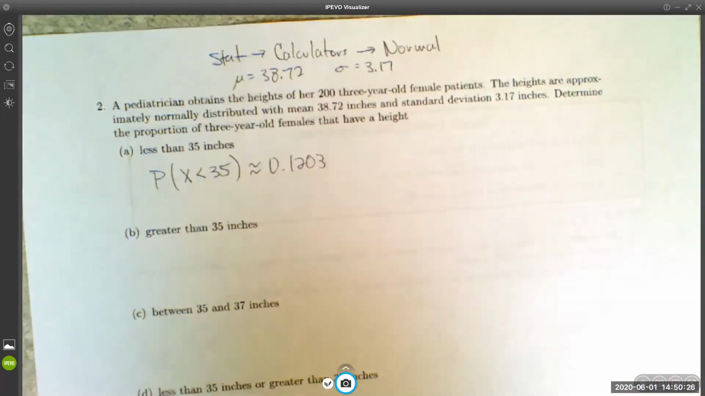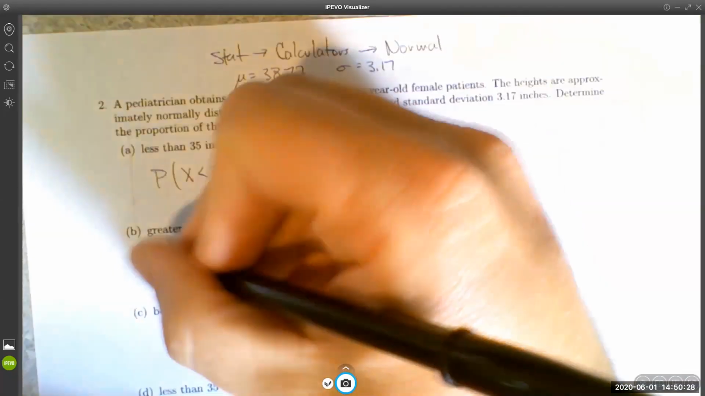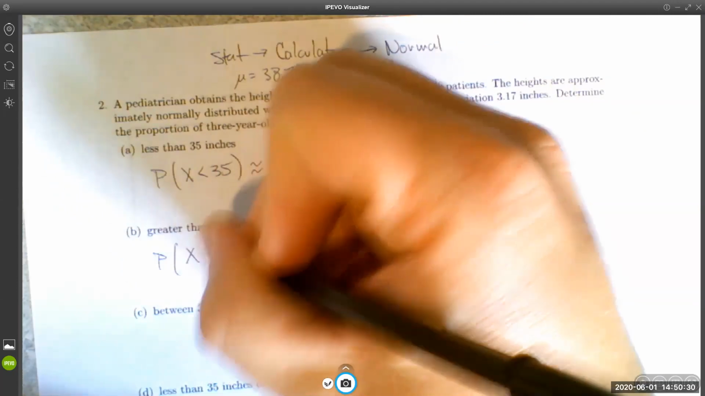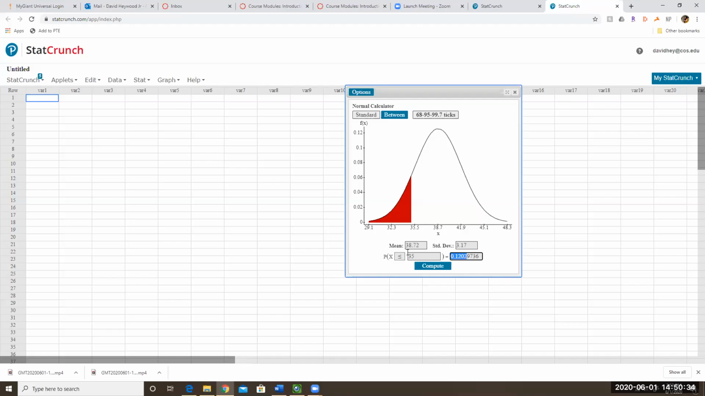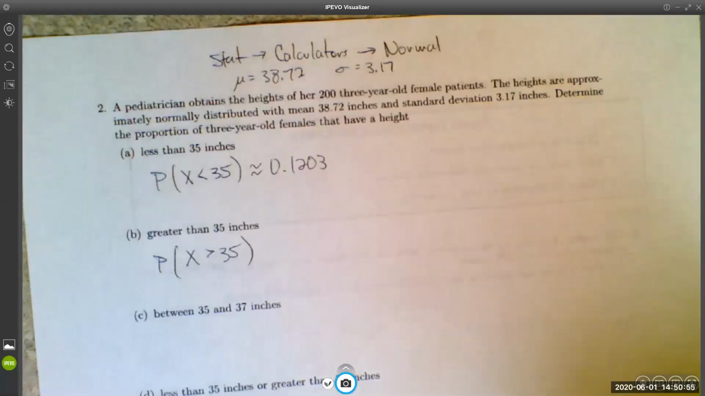In part B, we want the probability that she's greater than 35 inches. That should just be a matter of switching the inequality around, right? And you'll notice that this is the complement to that. The white stuff is the complement to the red stuff. And so it makes sense that this probability is just 1 minus what we got in part A. But anyway, 0.8797.